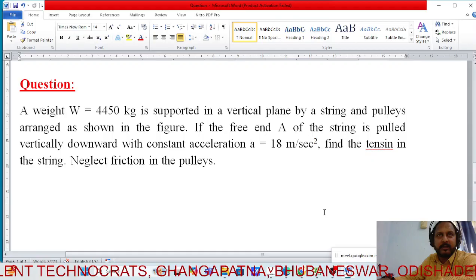Yeah, this is the pulley you see. There are two pulleys here. What is the weight of this particular body? The weight of the body is 4,450. Clear?